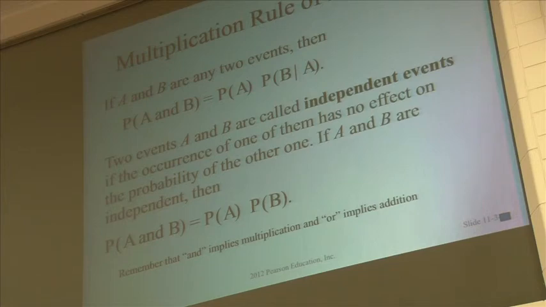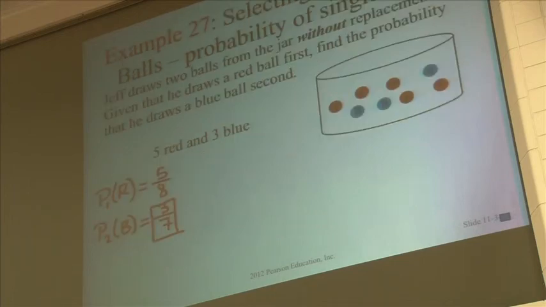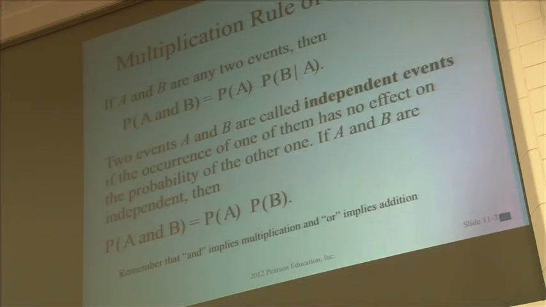So the probability that A and B happen is given by the probability that A happens, and then the probability that B happens, given A happened first. It seems so wordy, but think about it. Go back to this example right here. Find the probability that he drew a blue ball, provided he drew a red ball first. That's all we're talking about. Here we go.